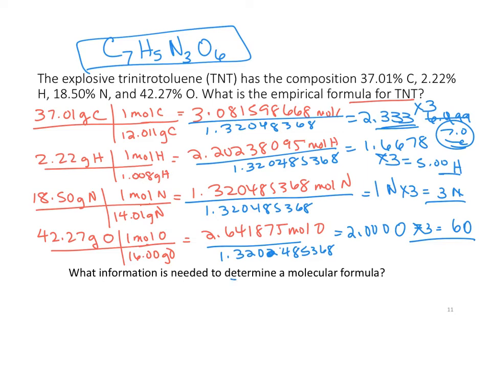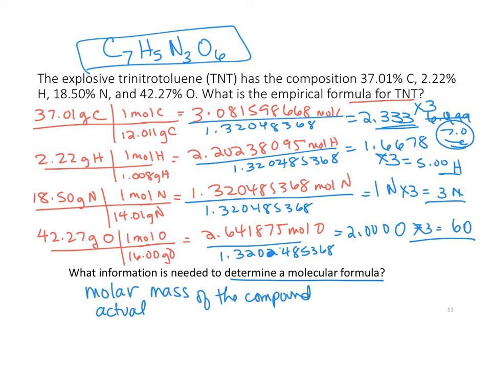What information is needed to determine molecular formula? So you need the molar mass, the actual molar mass of the compound. And then to find the molecular formula, you'd take the molecular formula mass and divide it by the empirical formula mass, and that's going to give you a number, and that is the number you multiply the subscripts by to get the actual formula mass.